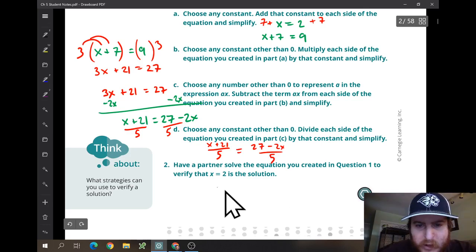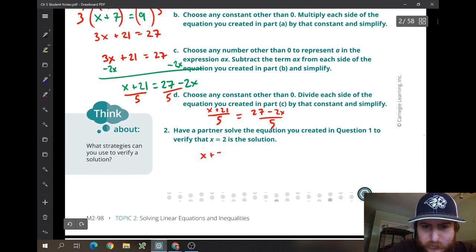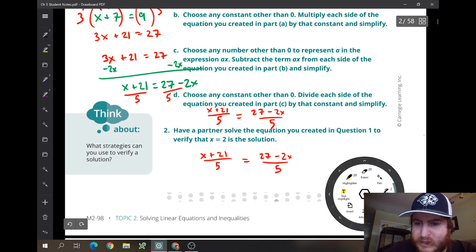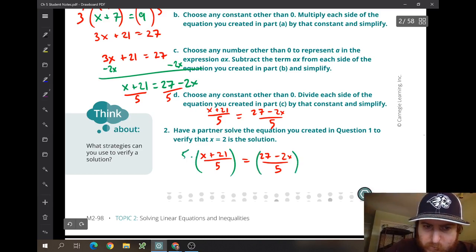And then we don't have a partner. We're watching this as a video. But it says have a partner, solve the equation, and verify that x equals 2. So if we had x plus 21 over 5 equals 27 minus 2x over 5, how would we solve this? Well, the first thing, like I said, I really don't like having fractions. So the first thing we're going to do is multiply everything by 5, because that's our denominator. That's going to cancel out the denominators.